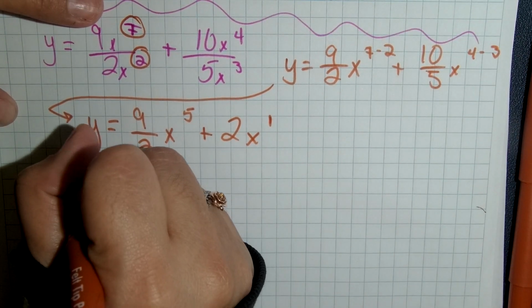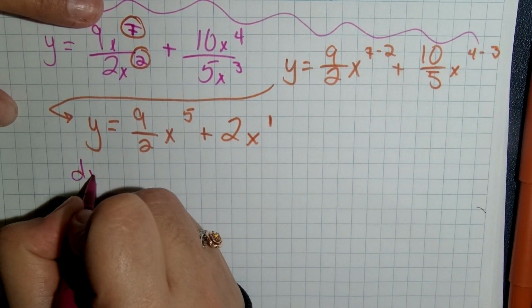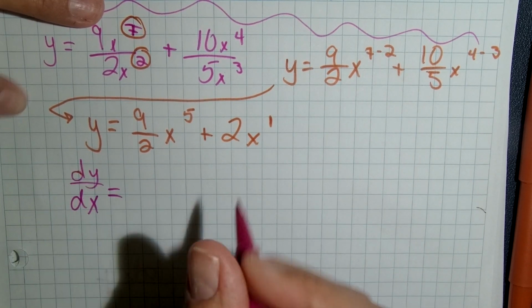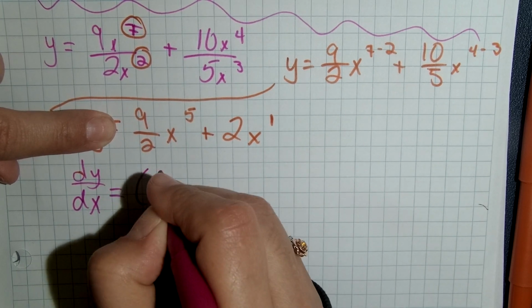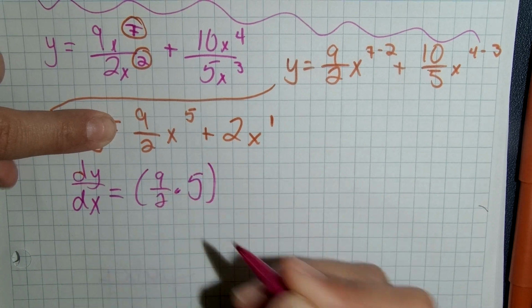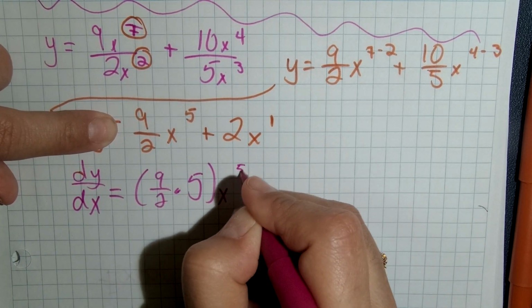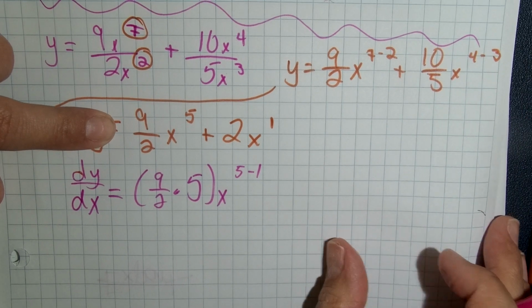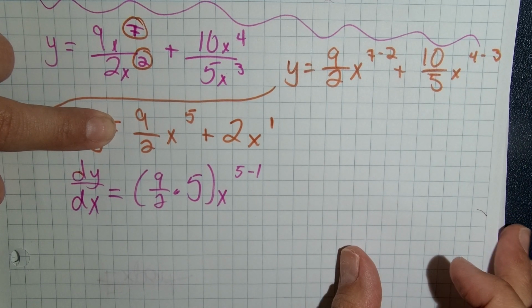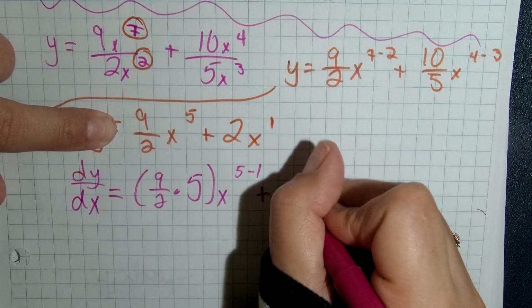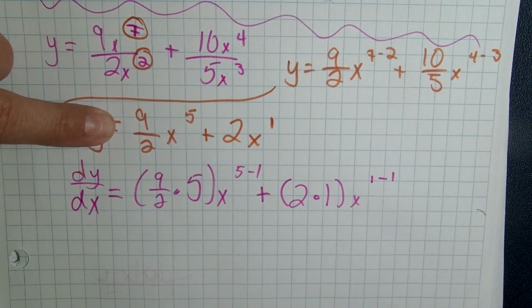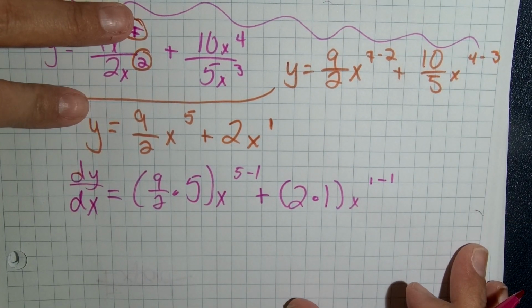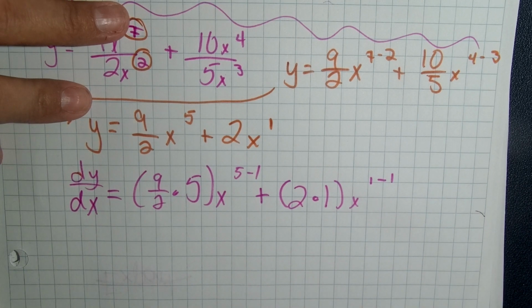So I will apply the rule again. Coefficient times exponent. Subtract 1 from the exponent. Brian, you writing this down? Plus coefficient times exponent. Subtract 1 from the exponent. Power rule is always that way. Multiply, subtract. Multiply, subtract.